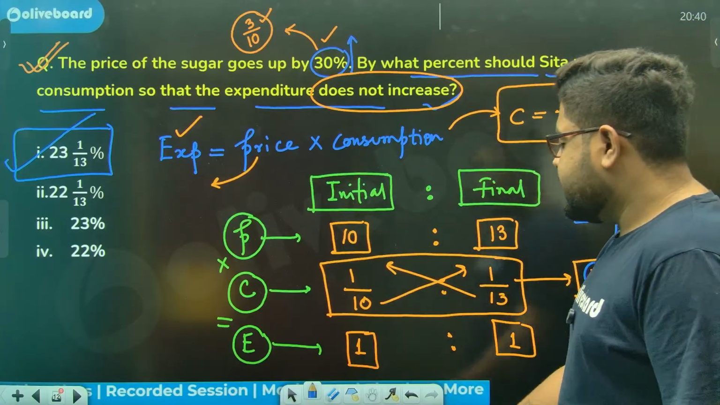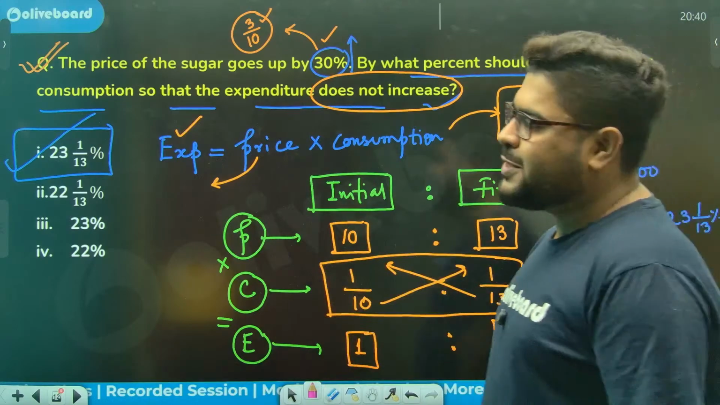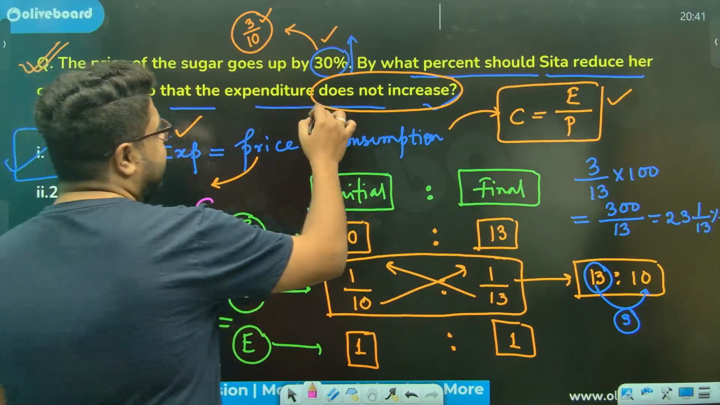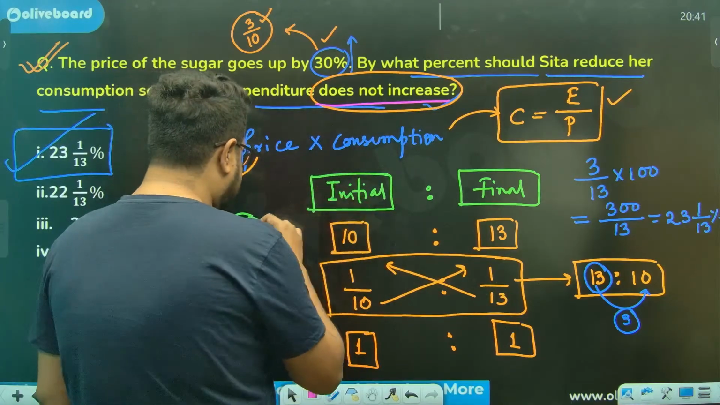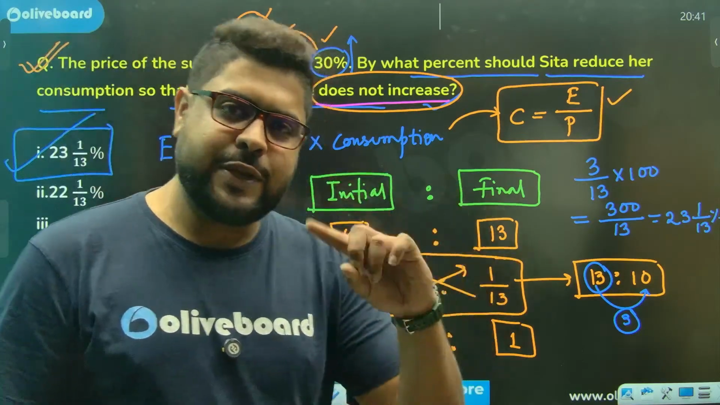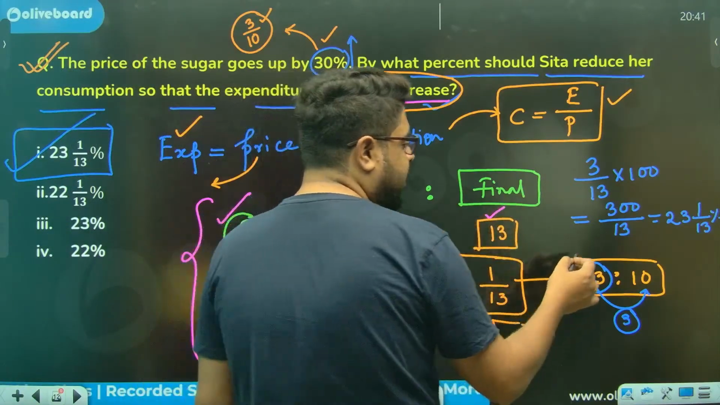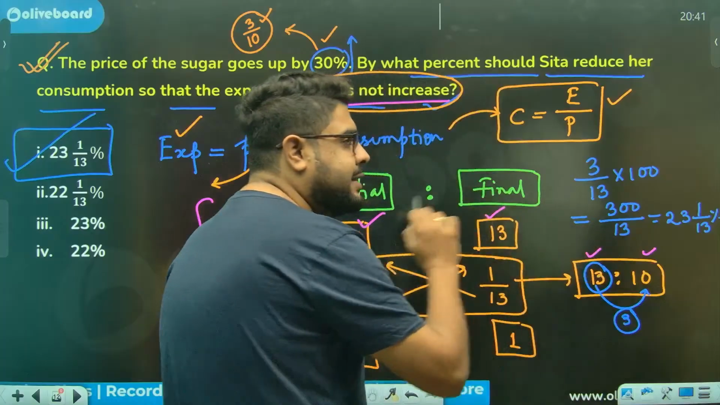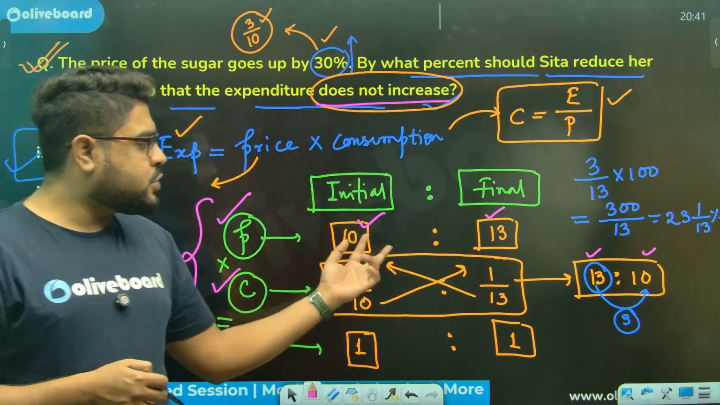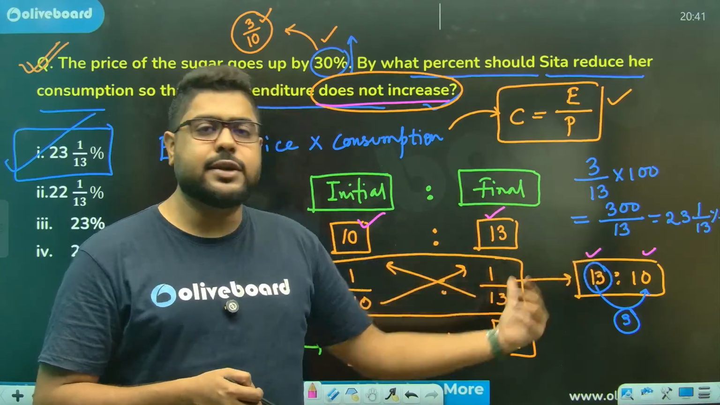Now, someone will say, sir, tell me the shortcuts. If you want to know the shortcuts of this: if expenditure is constant, price ratio and consumption ratio are always inverse. You see, we got that only. So 10:13, finally we got 13:10. You can write this directly. If expenditure is constant, these two will always be inverse. It is 13:10, so 10:13 will become 13:10.